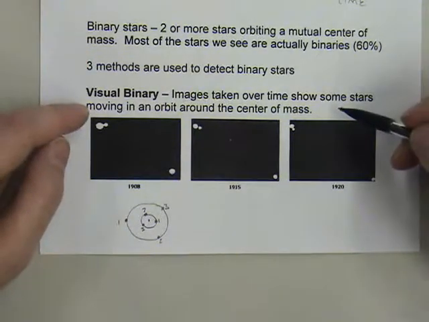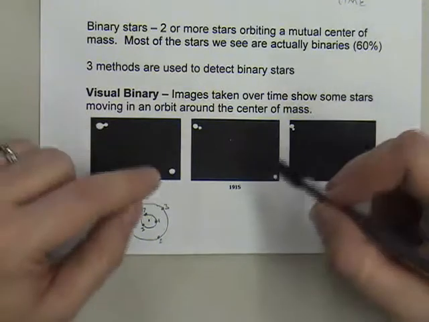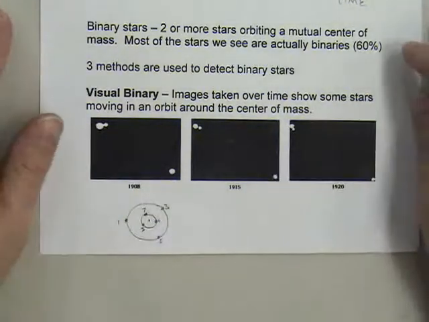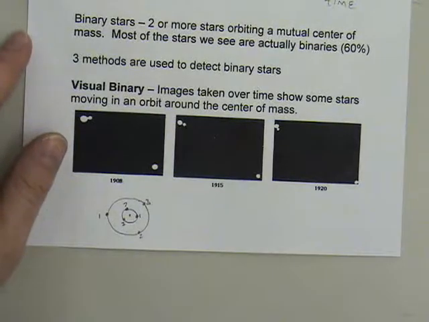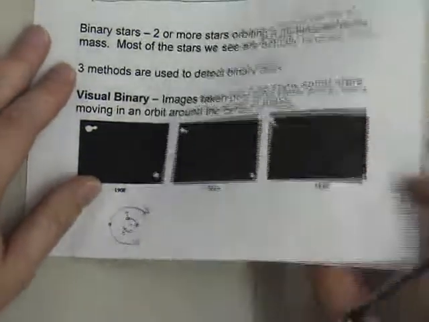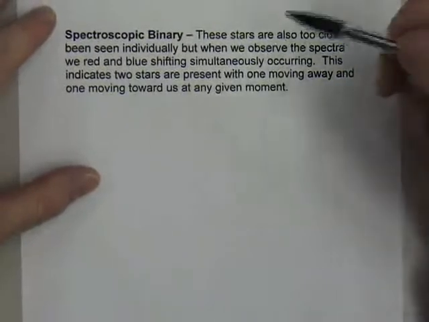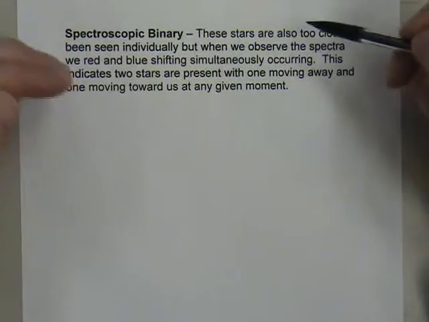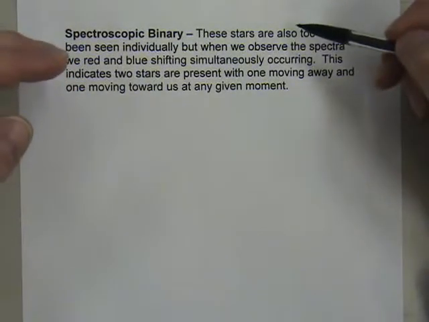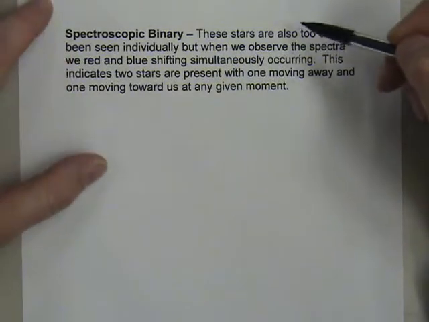So that's the visual binary, and what we do is we take pictures over long periods of time, and sometimes we actually notice that the stars are moving one around the other. That turns out to be less common than, for example, the spectroscopic binary. The spectroscopic binary means that the stars are too close. We can't see them individually because even in a telescope, the stars appear too close together to be observed.